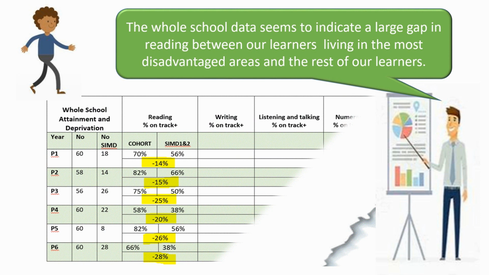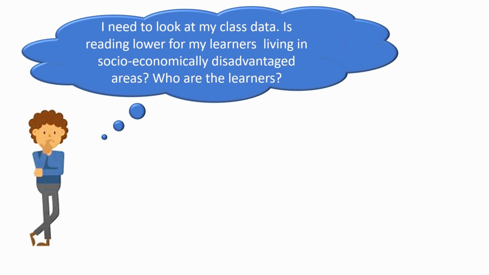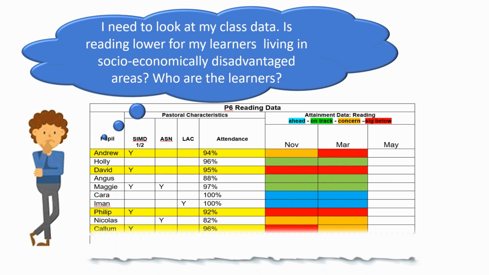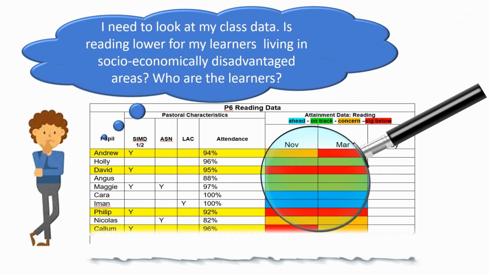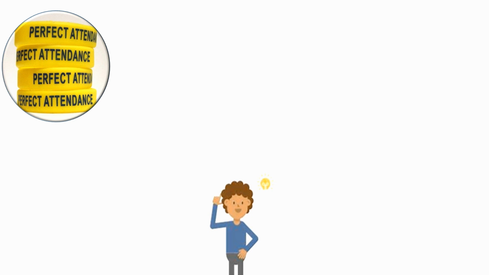The P6 teacher takes a look at their class level information. An initial analysis indicates that attainment is lower in reading for a group of SIMD 1 and 2 boys, and that this is not narrowing over time. The teacher needs to unpeel the layers to find out why these learners are not making progress in reading. He considers various additional sources of quantitative and qualitative data. Attendance data shows that the boys' attendance is good, which is positive and means that they will be present to benefit from a change in approach or support.